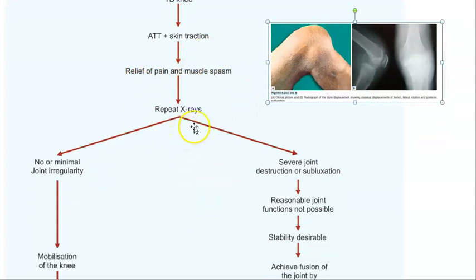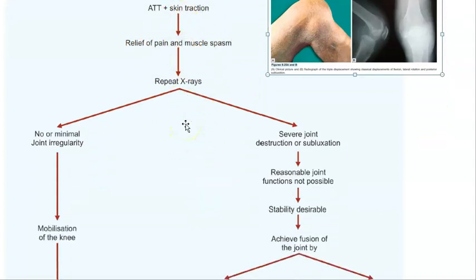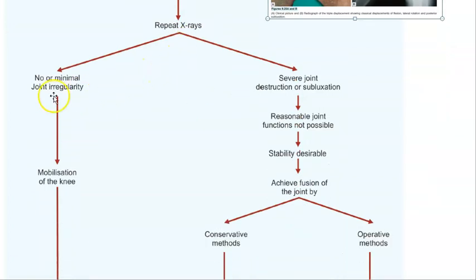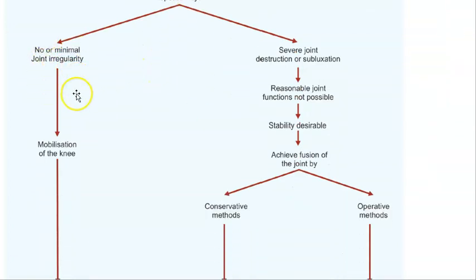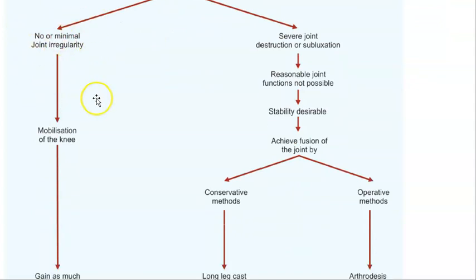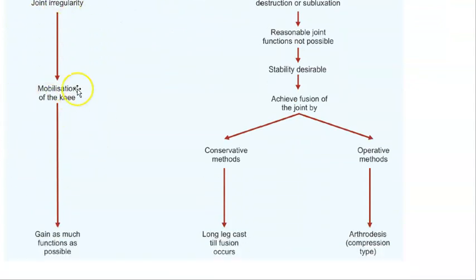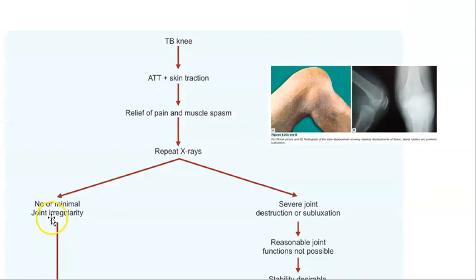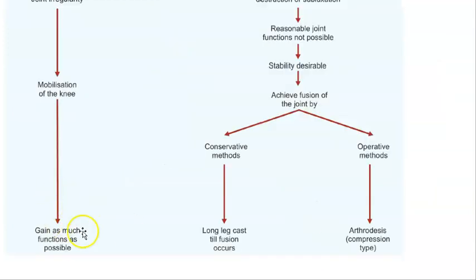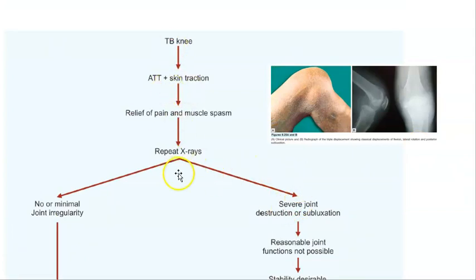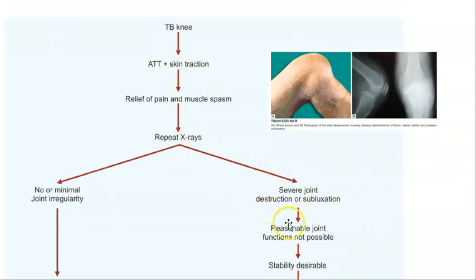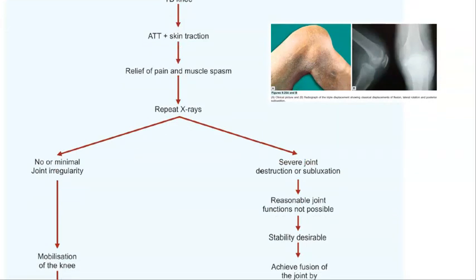Then you will repeat the X-ray because you've done skin traction and given ATT drugs. What will you see in the X-ray? No or minimal joint irregularity. That means it's kind of healing. Then you can ask them to mobilize the knee and get back as much function as possible because it has kind of recovered, right? But even after this, if there is severe joint destruction and subluxation, then what will you do?